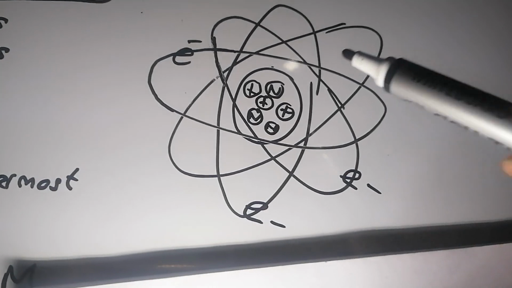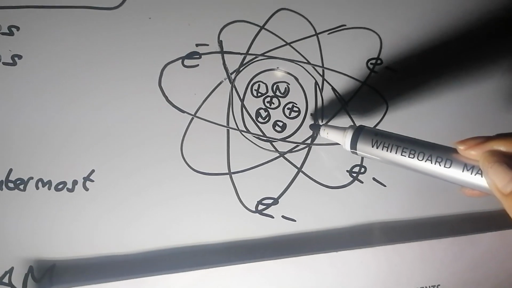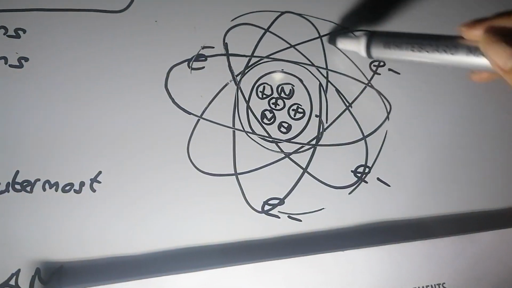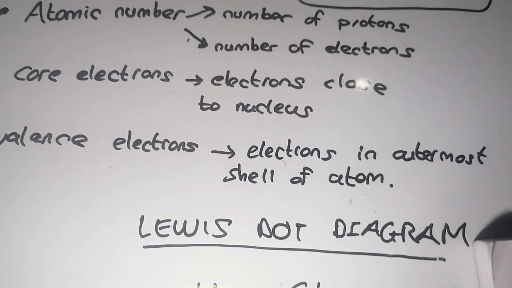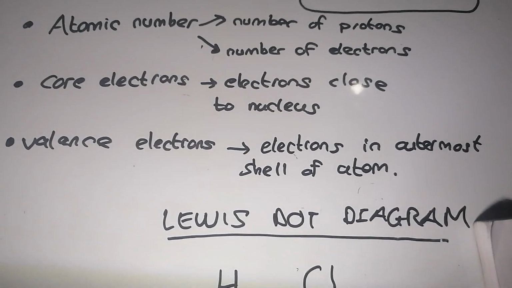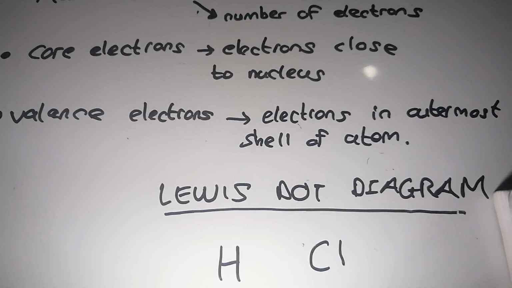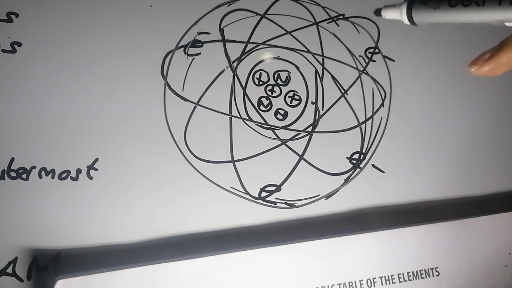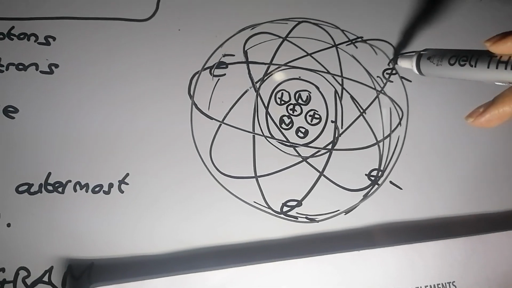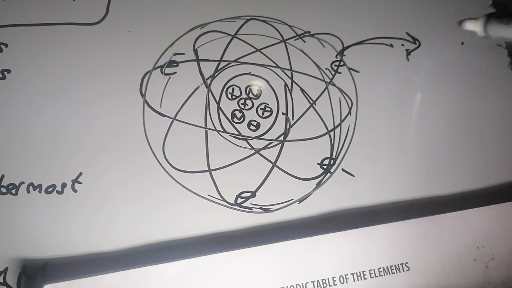If I take a look at my atom, your core electrons are going to be the electrons that are closest to your nucleus here. And the valence electrons are going to be the electrons that are further away from the nucleus, in the outermost shell. So the core electrons are electrons close to your nucleus, and the valence electrons are the electrons in your outermost shell of the atom. It's these valence electrons that are involved in chemical bonding. They'll come out from this atom and bond to an electron from another atom.